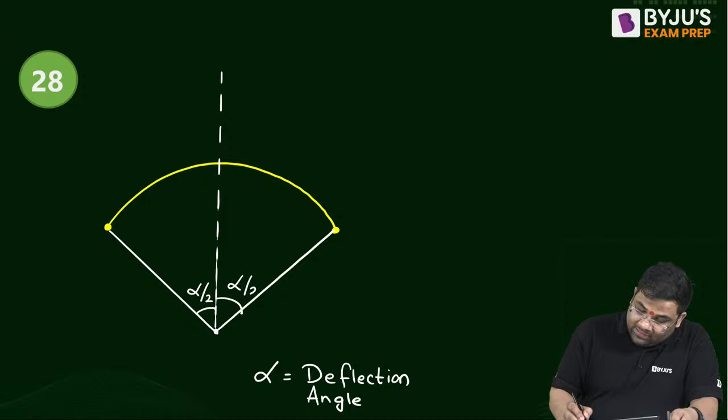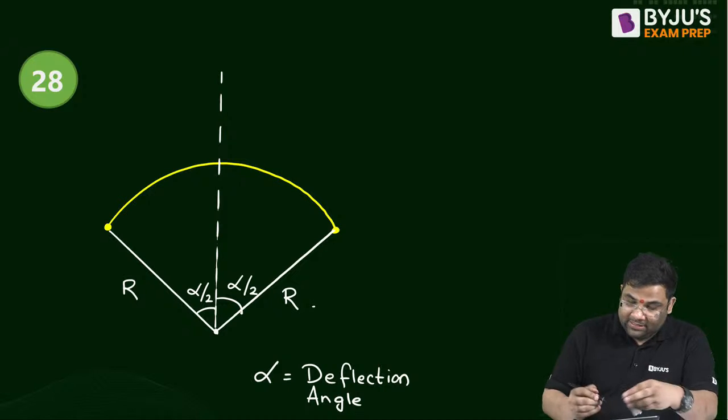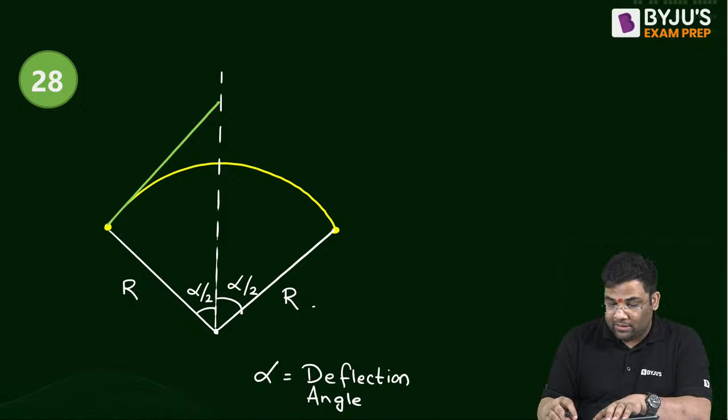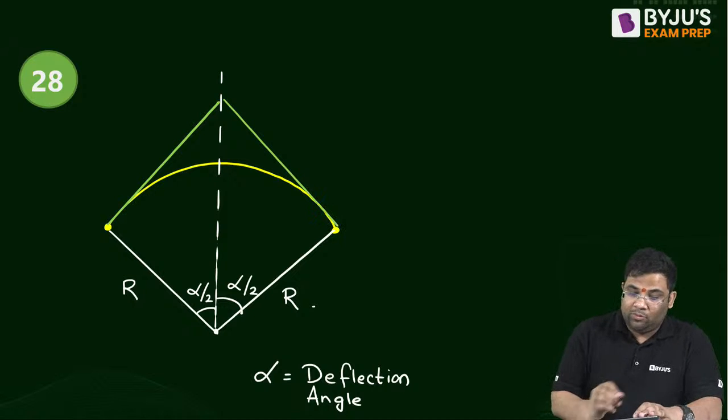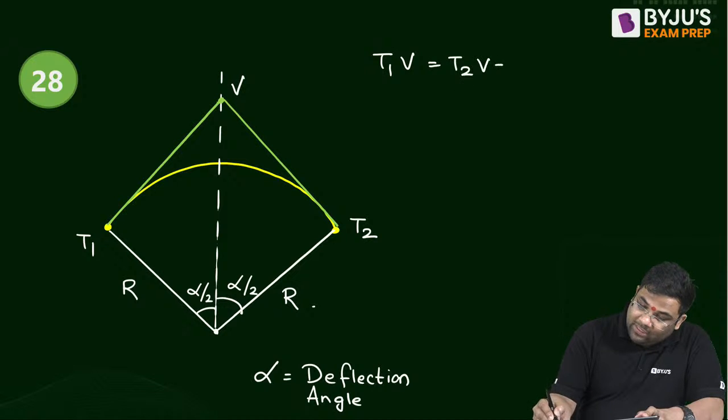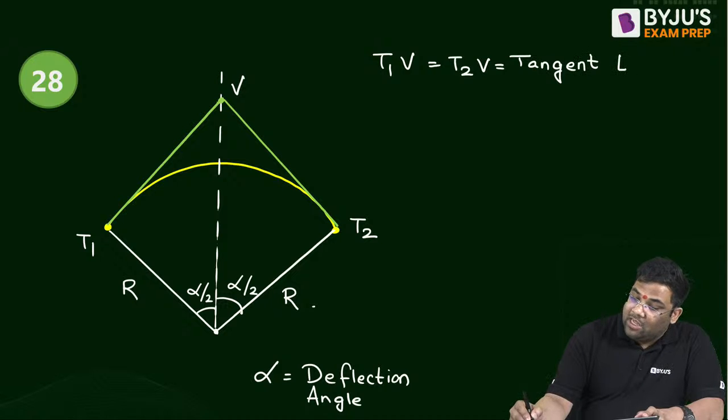Now this is the radius of the curve, R. Now if you draw the tangents like this, this will be known as the tangent length. Suppose this is the T1 point and this is the T2 point. T1B equals T2B, and this is known as the tangent length. No need to directly remember the formula, from the diagram only you can say it.